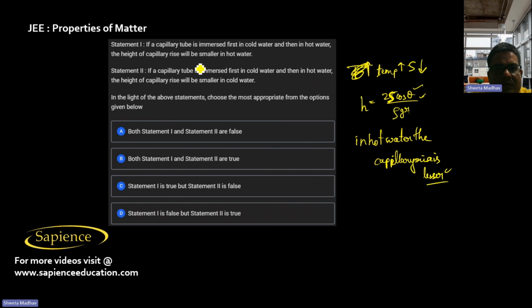So in hot water, capillary rise will be lesser. So statement 1 is true, and capillary rise will be smaller in cold water, that is false. So the first one is true, statement 2 is false. Statement 1 is true but statement 2 is false. So option C is the correct answer.